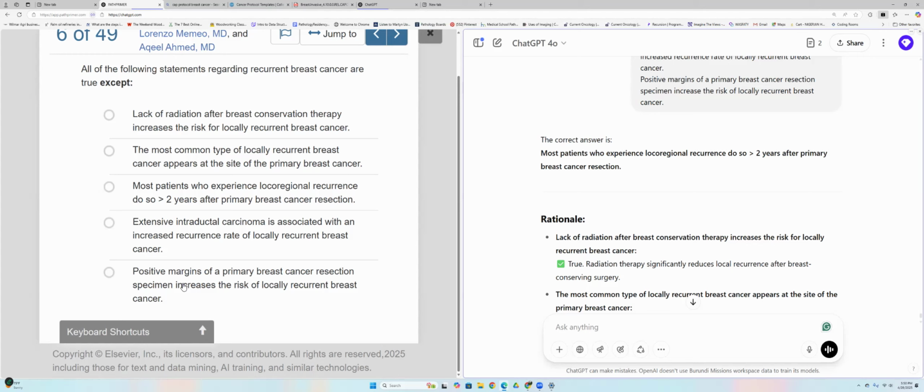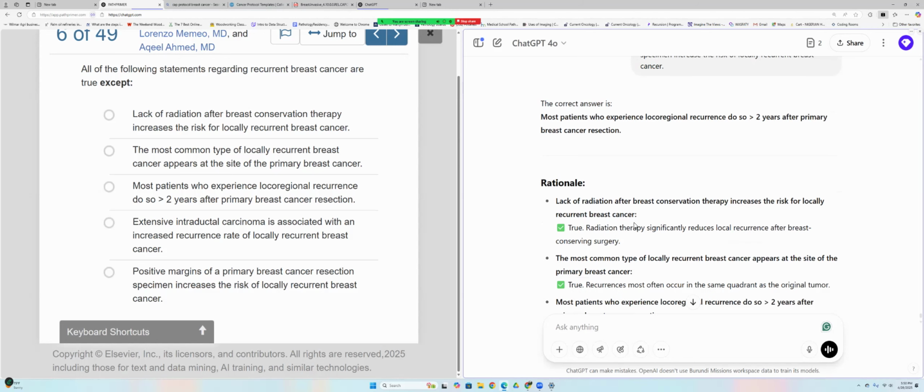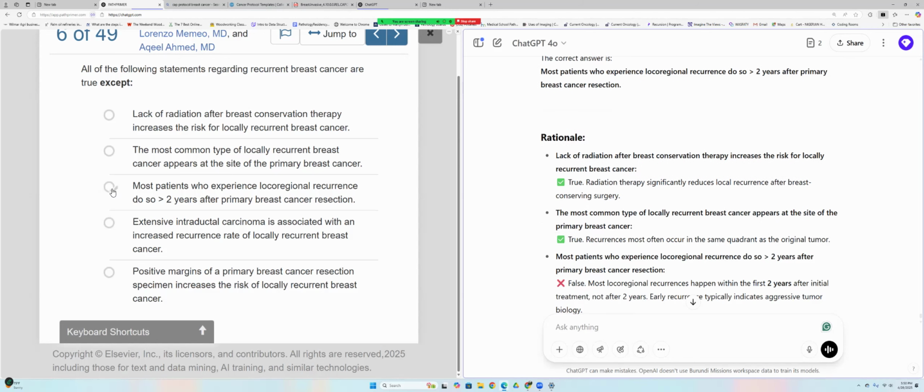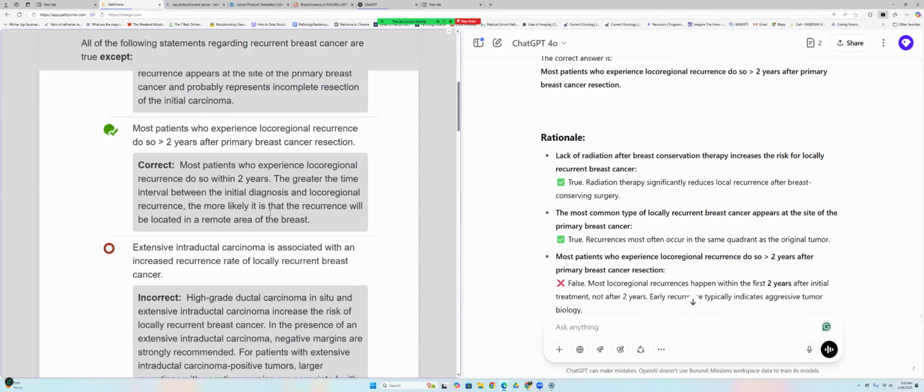But then I chose D, positive margins in breast cancer. I don't remember; I think I mixed up the question again. So let's really see that. Let's choose that and see the answer. Yes, it's most likely because this is a tricky question.